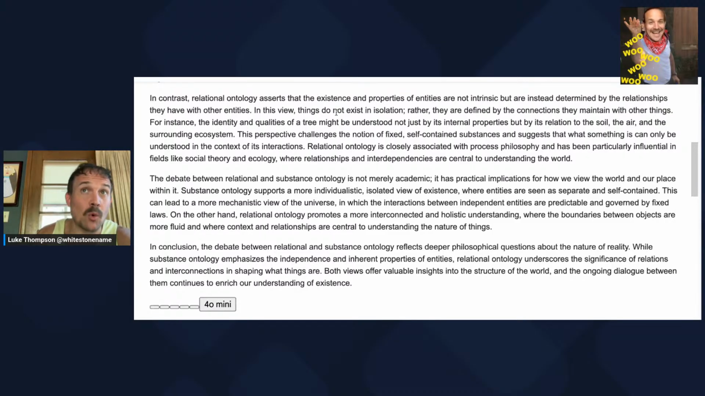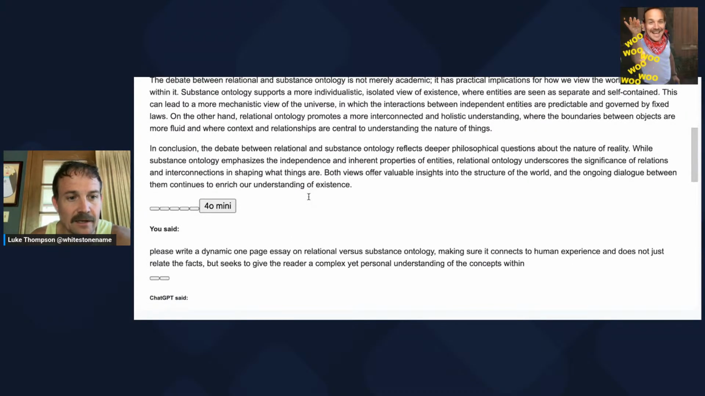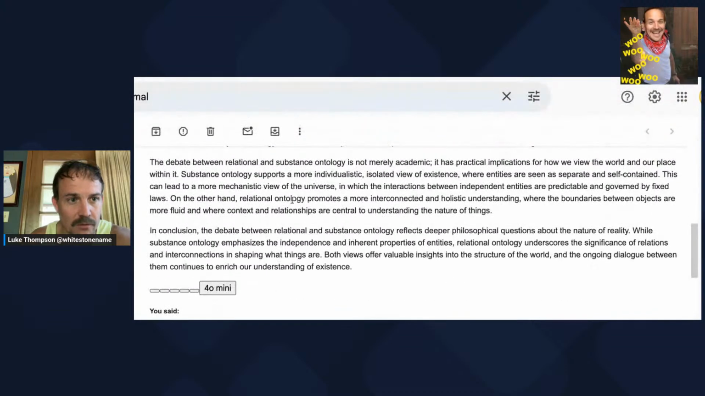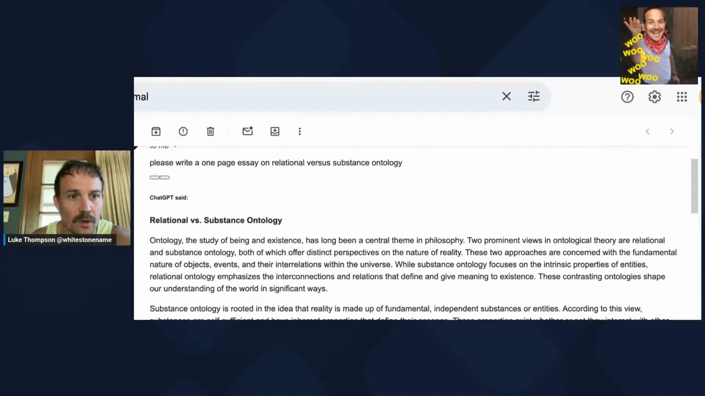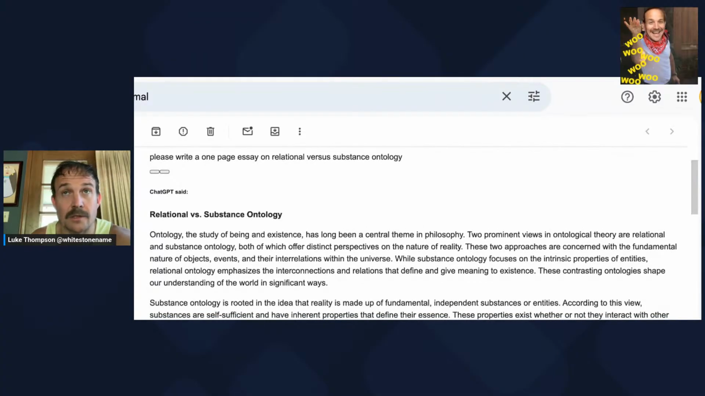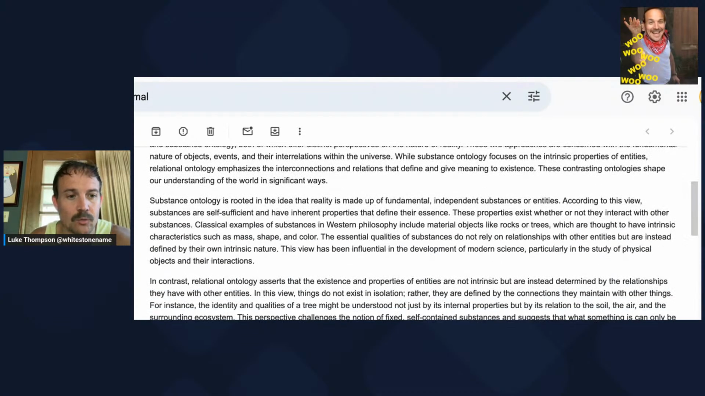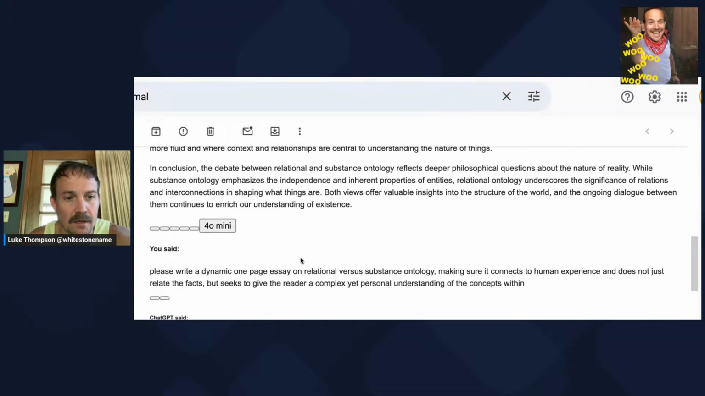And then my son said, okay, now watch what happens when you change the question. So the first question was, please write a one-page essay on relational versus substance ontology. So that's the first question. The second one is, please write a dynamic one-page essay on relational versus substance ontology, making sure it connects to human experience and does not just relate the facts, but seeks to give the reader a complex yet personal understanding of the concepts within. So switch the question.